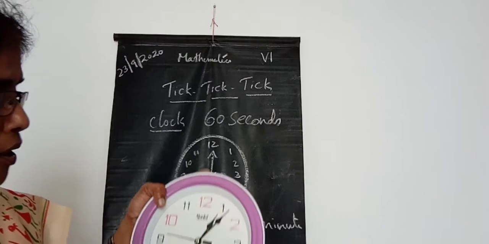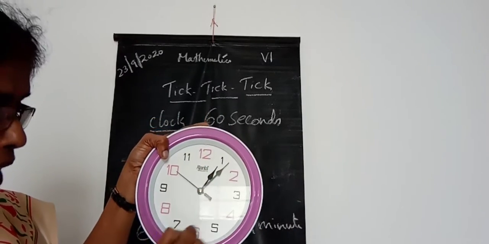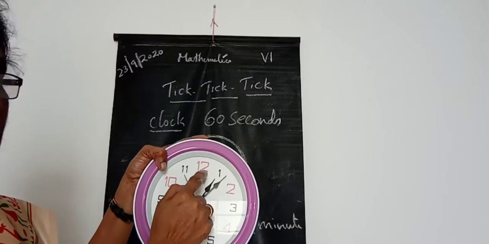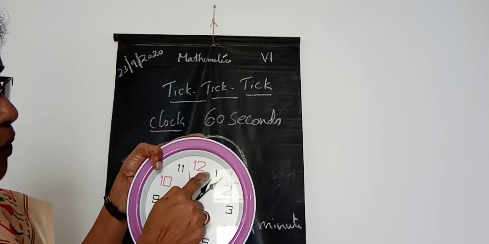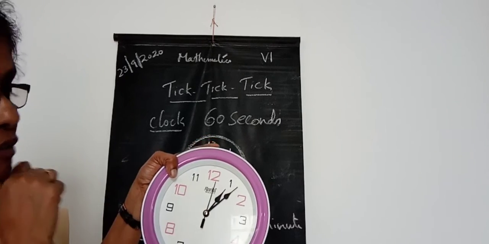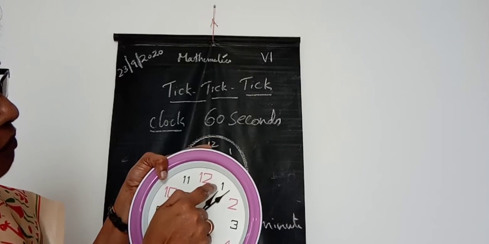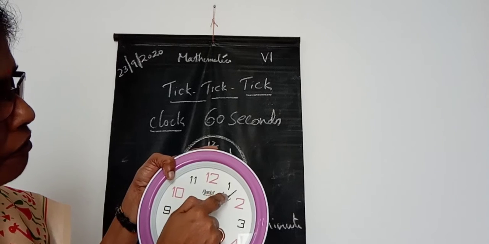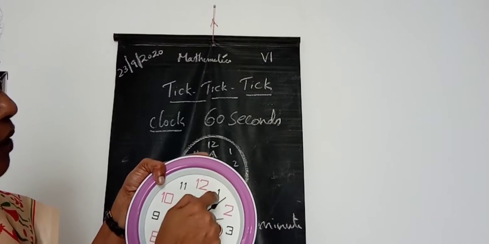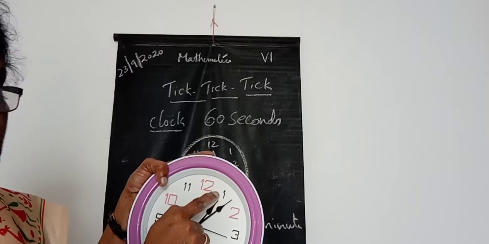So from here to here is 60 seconds, then 1 minute, again 60 seconds, that is 2 minutes, again 60 seconds, that is 3 minutes. Likewise up to here, 1 means 5 minutes. 1, 2, 3, 4, 5. 5 minutes. And again here, look, 1, 2, 3, 4, 5, that is 5 seconds. Look here. Likewise from 12 to 1 means 5 minutes.